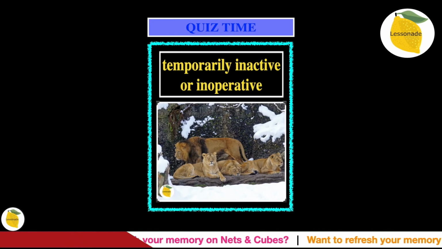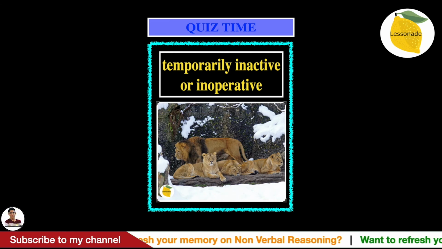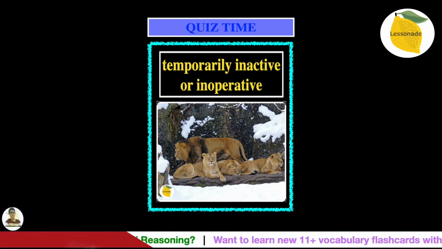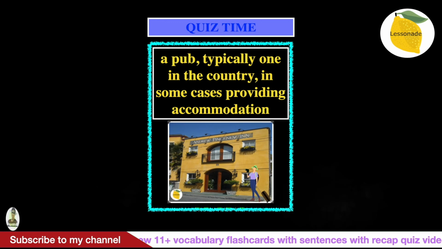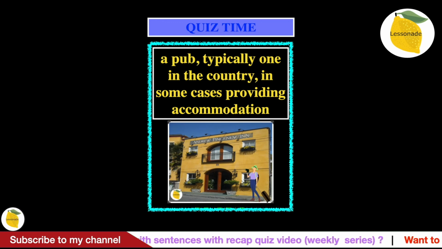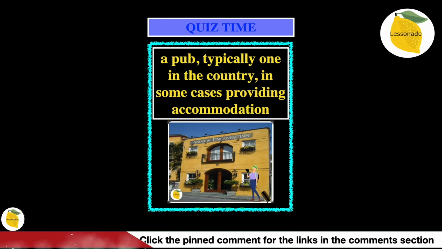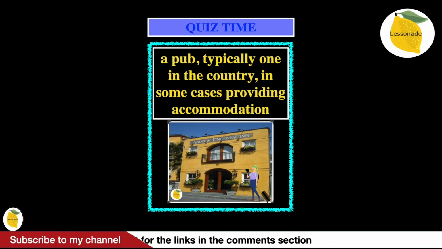Question number 3 is temporarily inactive or inoperative. In this picture, we can see lions who are temporarily inactive or inoperative during winter. And our final question, question number 4, is a pub, typically one in the country, in some cases providing accommodation. In this picture, we can see a pub that is located in the country providing accommodation.